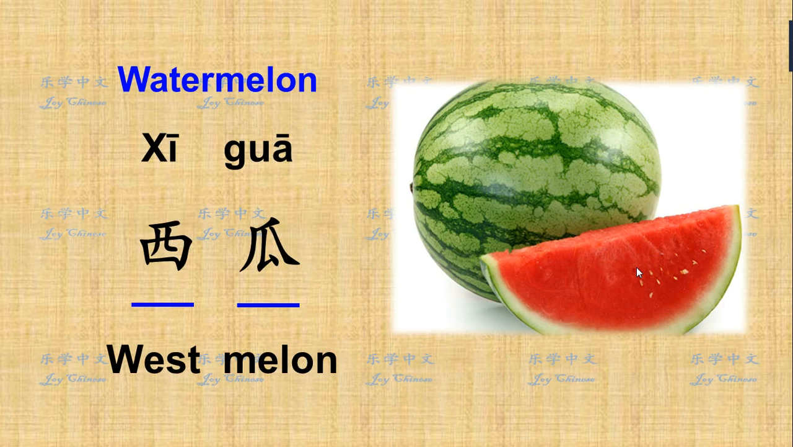The first one, watermelon. 西瓜. Here, 西 means the direction, west. Gua is melon. So the reason we call it 西瓜 is because actually in China we don't originally have this plant. It actually transferred from the Western country. So we call it 西瓜, from Western country.